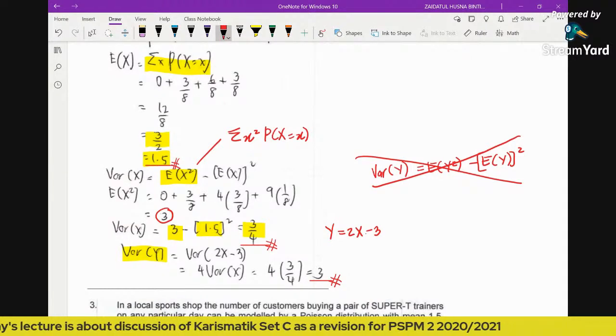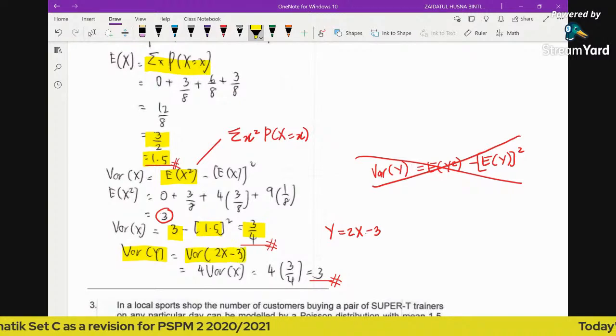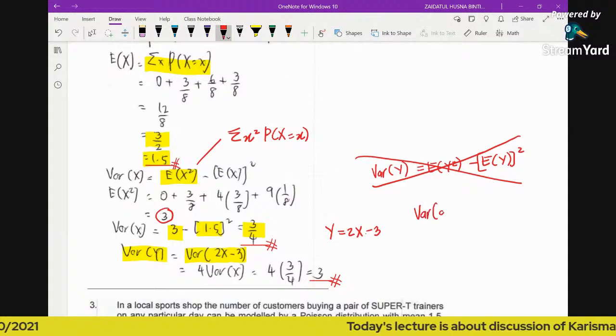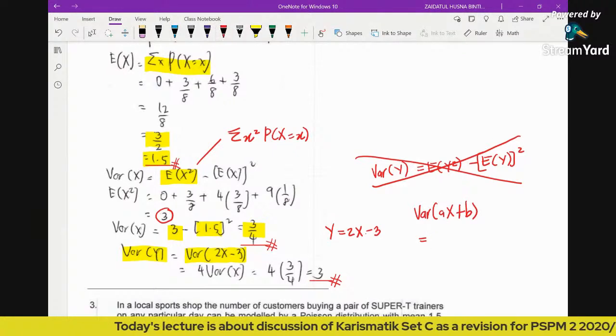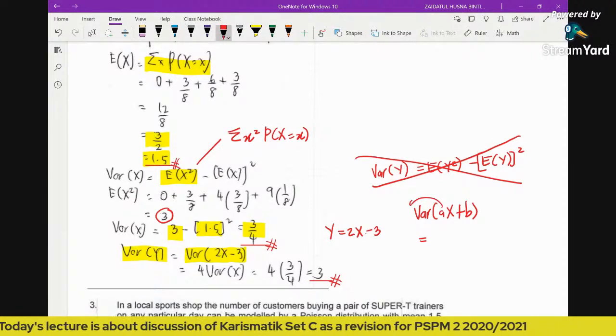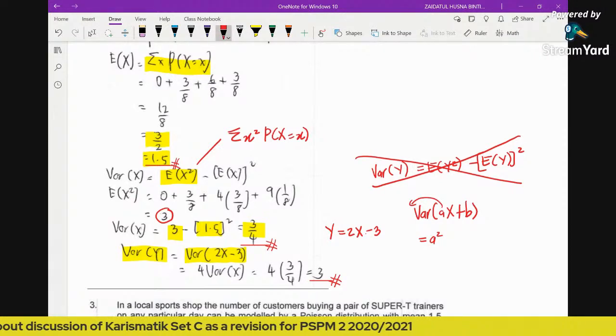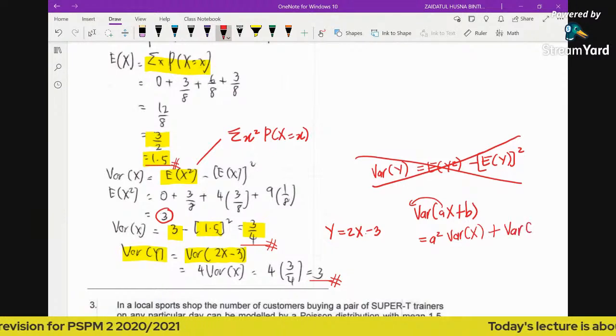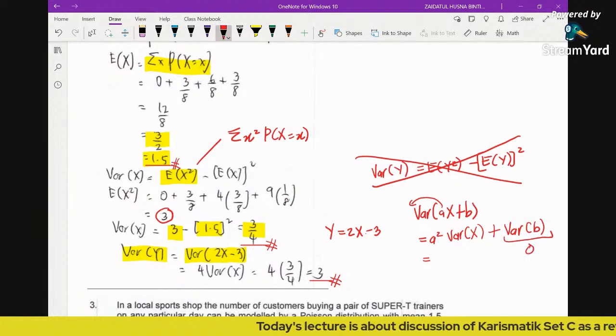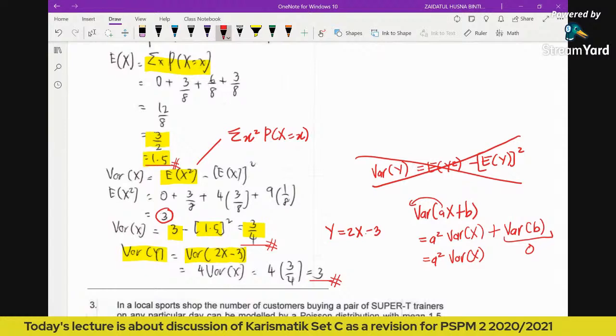variance. So variance of Y is basically variance of 2X minus 3. And here we can just use the property which says that if I have variance of aX plus b, if you take the scalar out, you need to square it, so it will be a squared times variance of X plus variance of b. One of the properties also says that the variance of a constant is simply 0, so you will have only a squared times variance of X. So you just need to use this property.